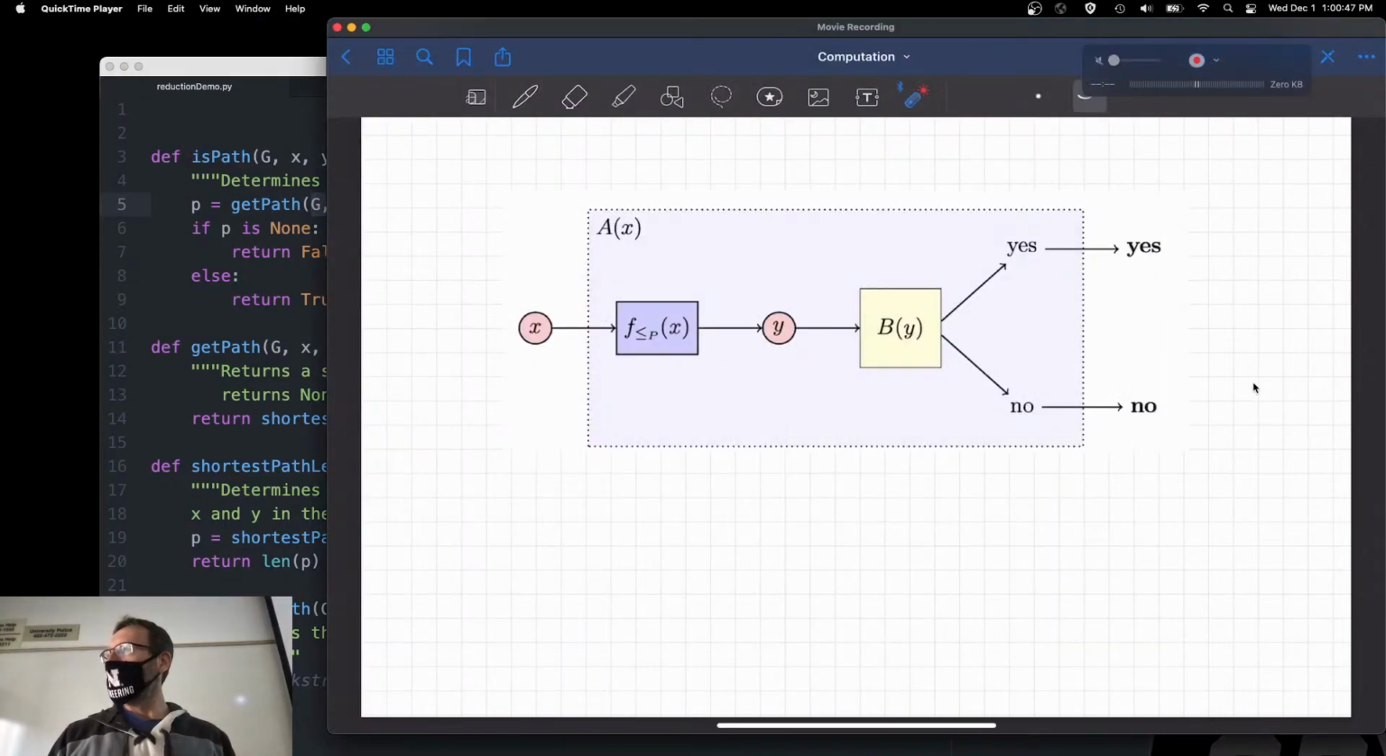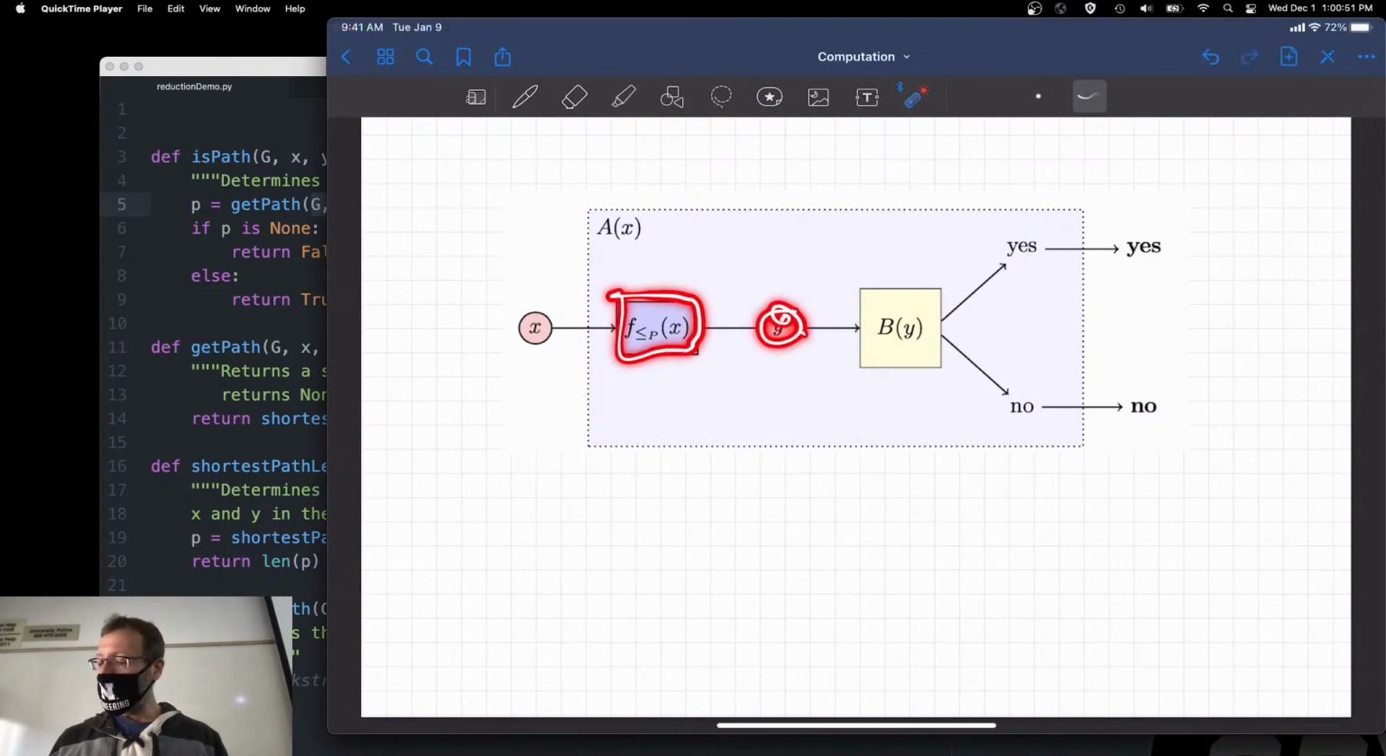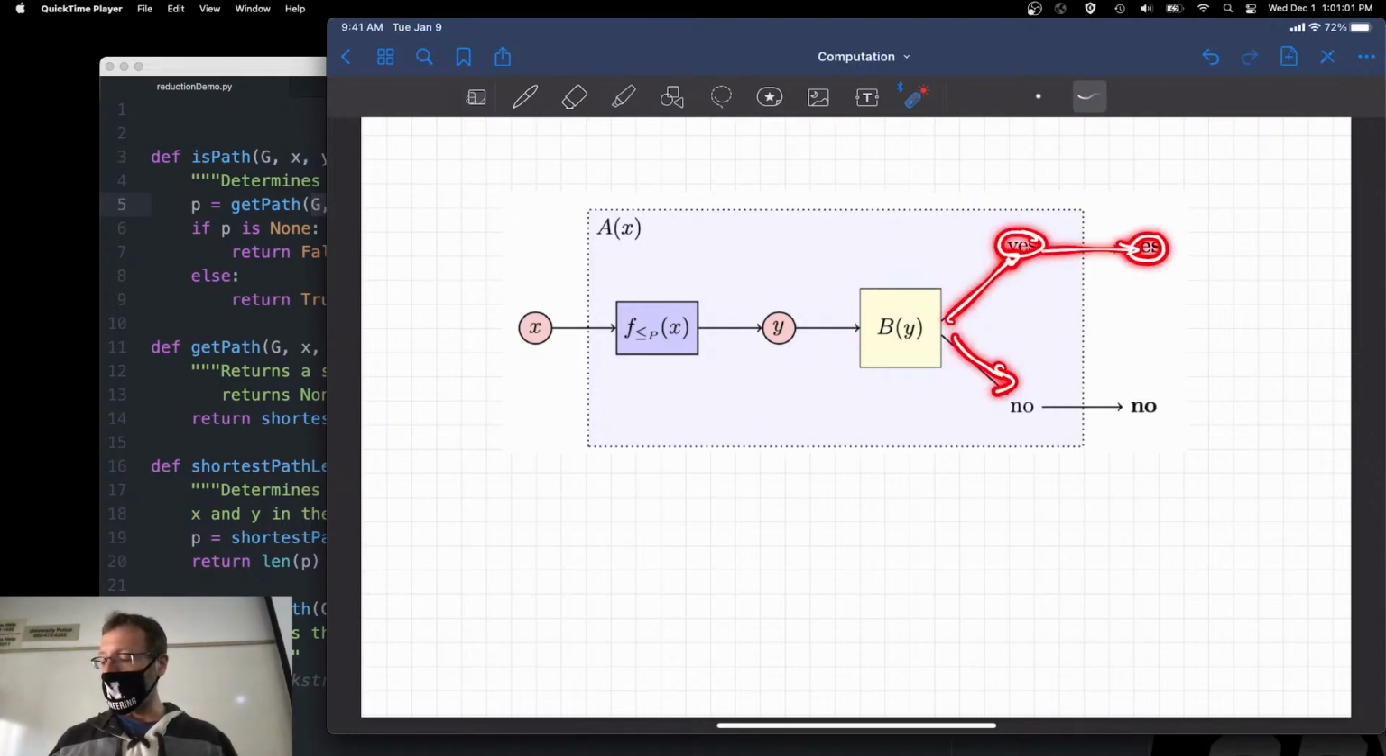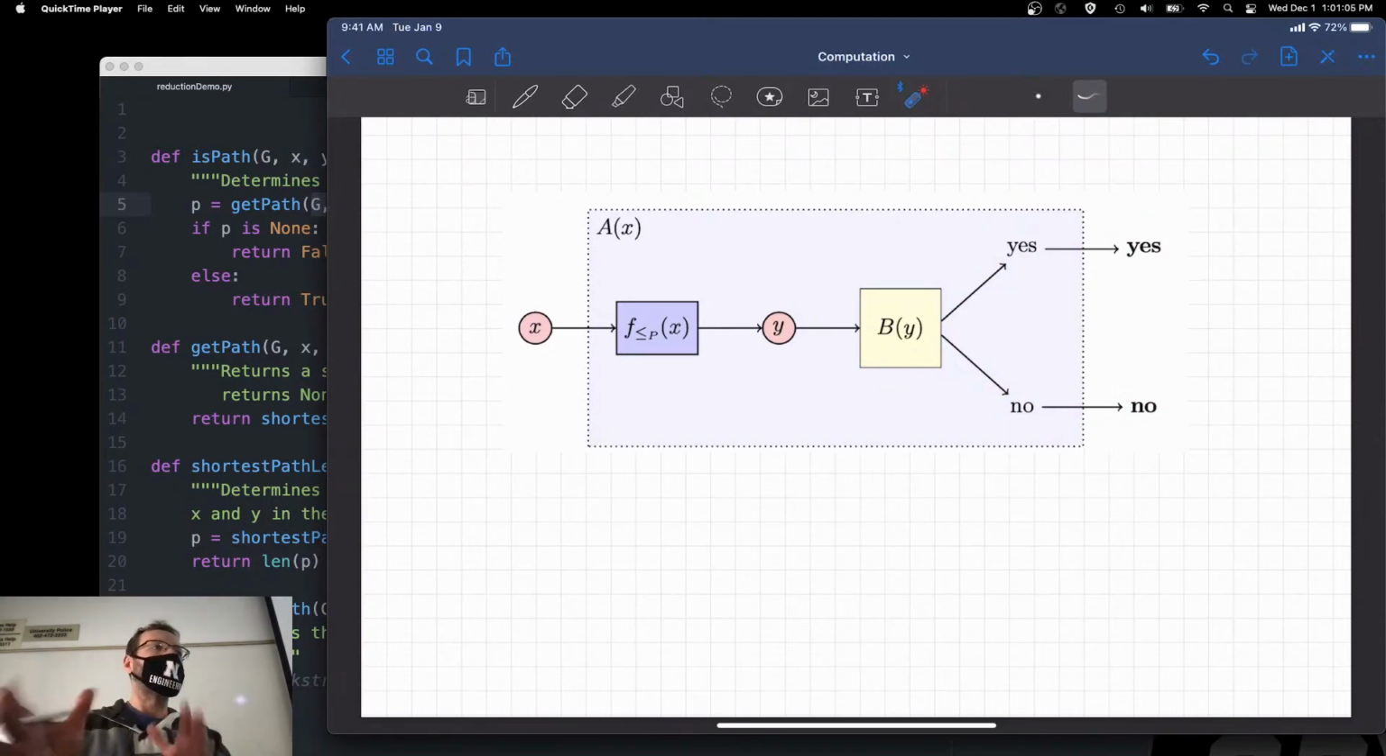But once you have this new instance of another problem, then you shove it through this purported solution for the other problem. And if it's a yes instance, a decision version, for example, then you output yes. If it's a no instance, then you output no. Now, technically, it doesn't need to be yes to yes, no to no. You could, of course, flip them if you needed to. But it preserves all solutions.